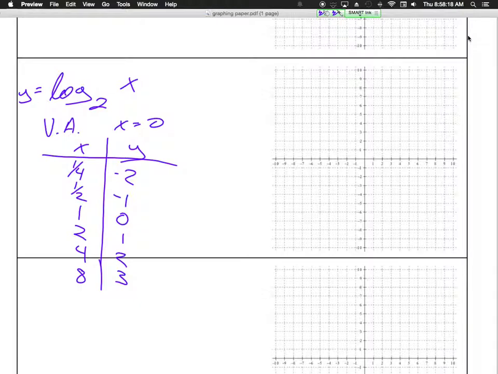So x equals 0. And then I've got, let's go 8, 3. I've got 4, 2. I've got 2, 1. I've got 1, 0. I've got 1/2, -1. That's probably enough. And there's the graph of log base 2 of x. Okay, without any shifts, pretty simple. When we start doing some shifts, that's when people start having a little bit of trouble. So let's talk about the shifts.